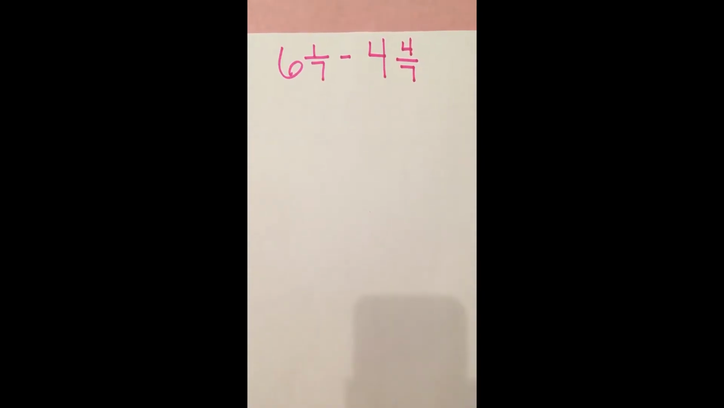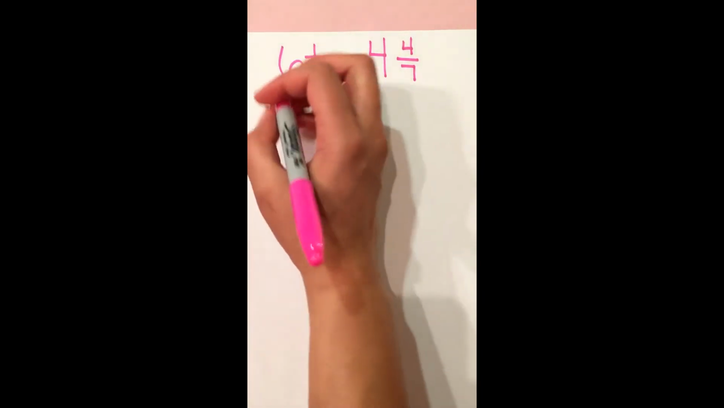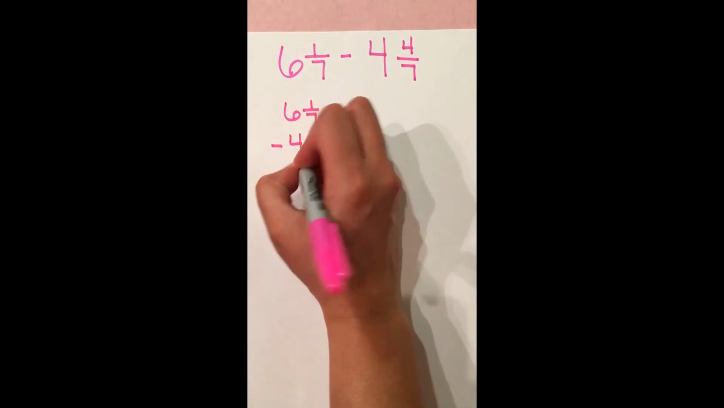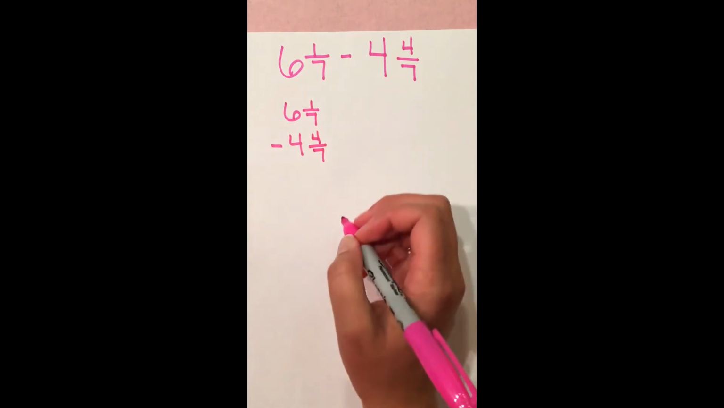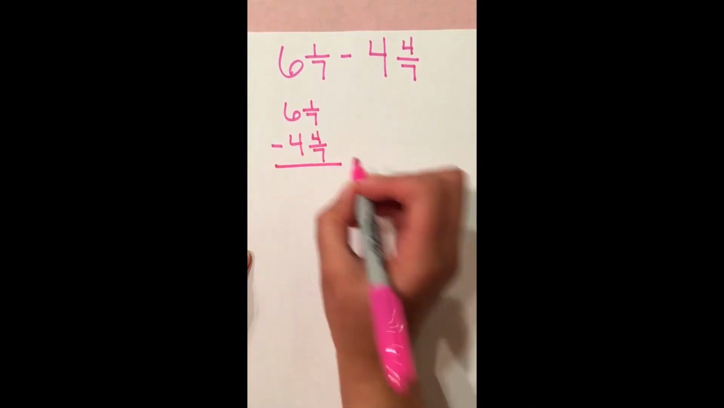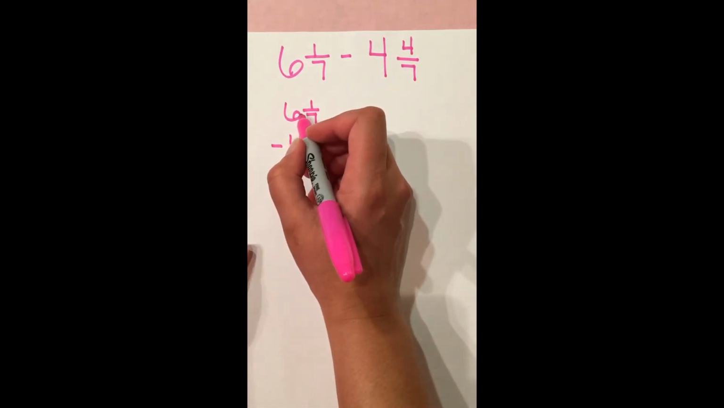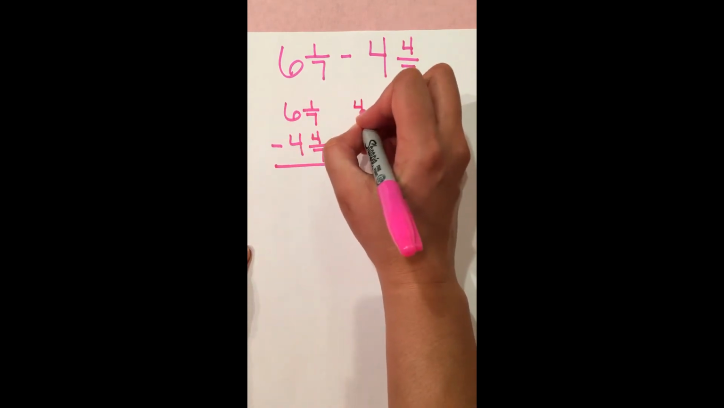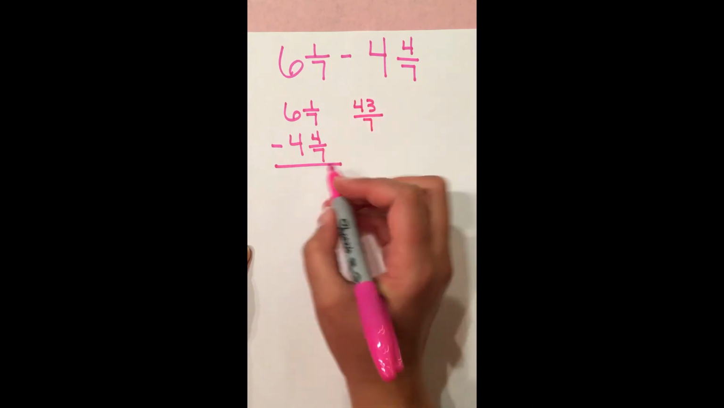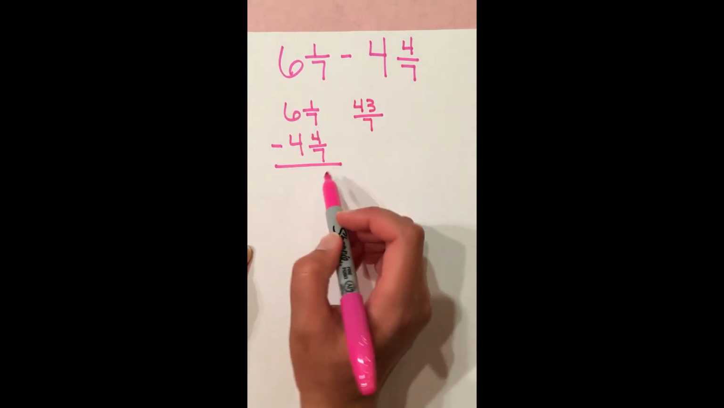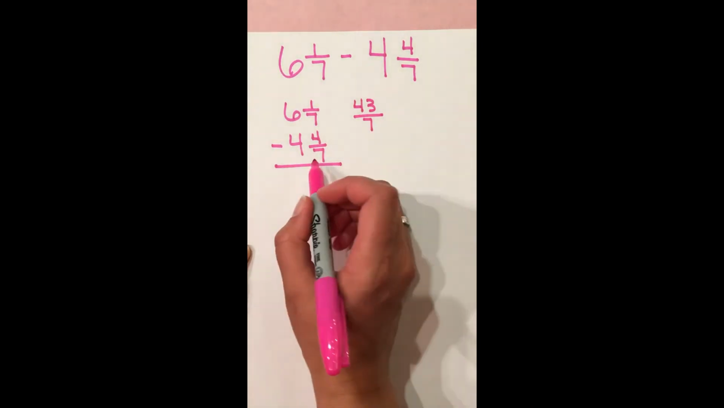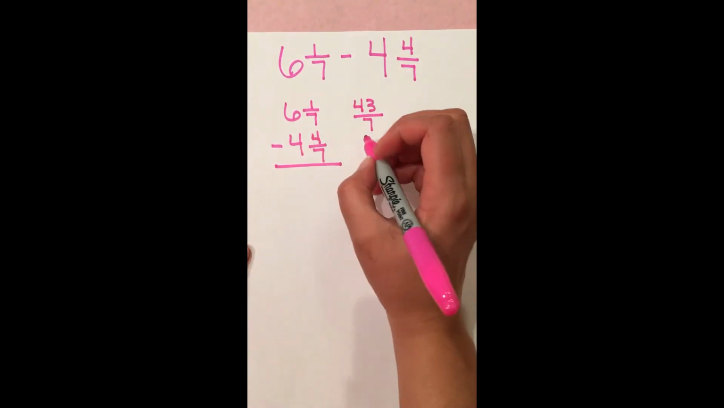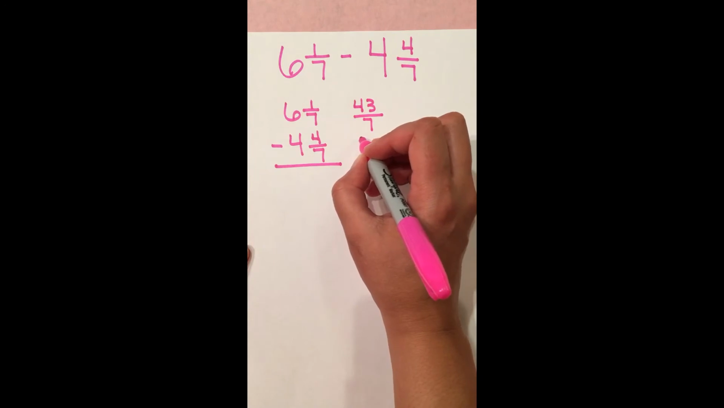I'm going to do this problem converting it. First, I'm going to line them up. Then I'm going to convert them. I go 7 times 6 is 42 plus 1 is 43/7. I observe that I'm not going to have to change the denominators. I go 7 times 4 is 28 plus 4 is 32.